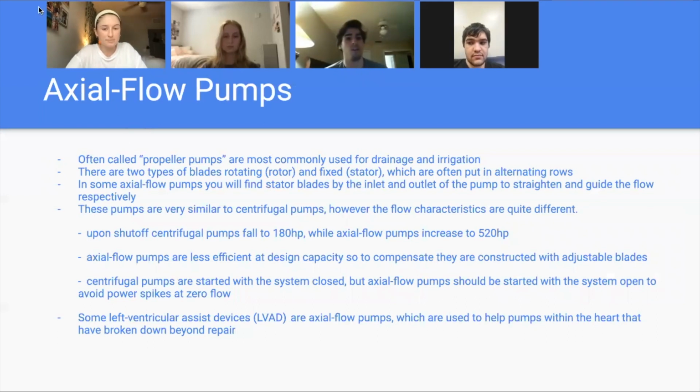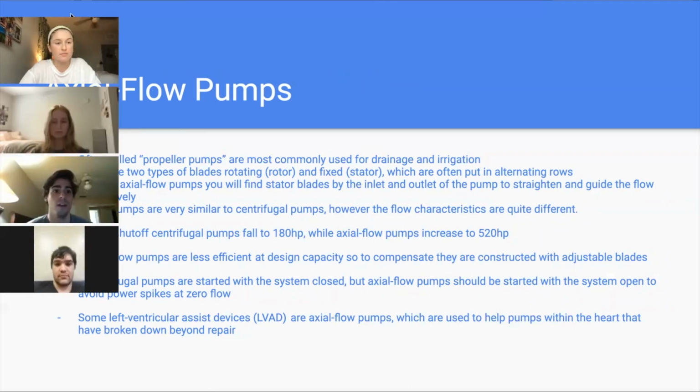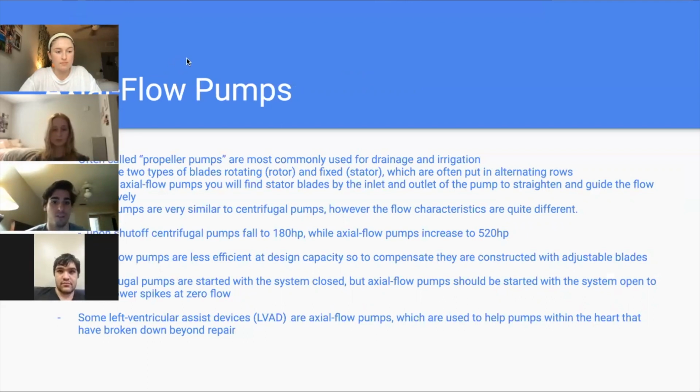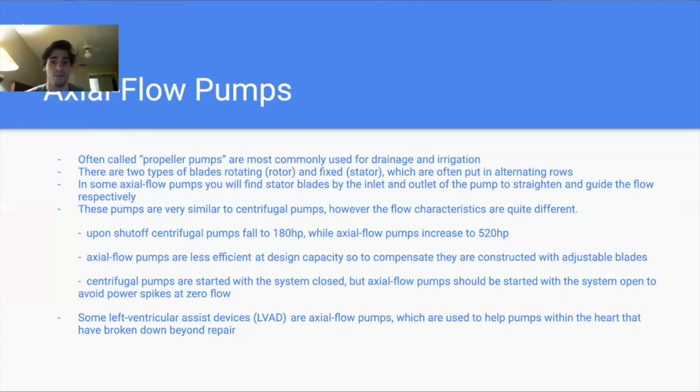Axial flow pumps are often called propeller pumps. They're most commonly used for drainage and irrigation. There are two types of blades, the rotating, which is also called a rotor, and a fixed, which is the stator. They're often used in alternating rows. In some axial flow pumps, you'll find the stator blades by the inlet and outlet of the pump to straighten and guide the flow respectively.